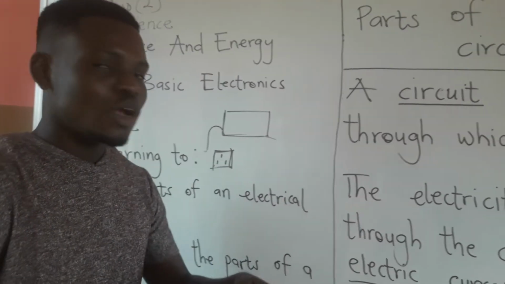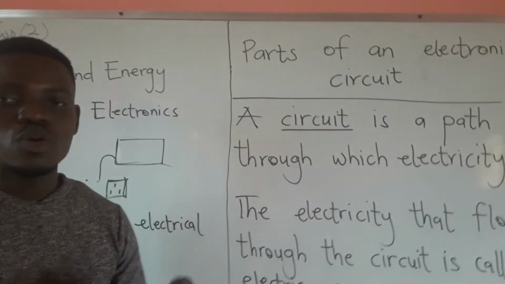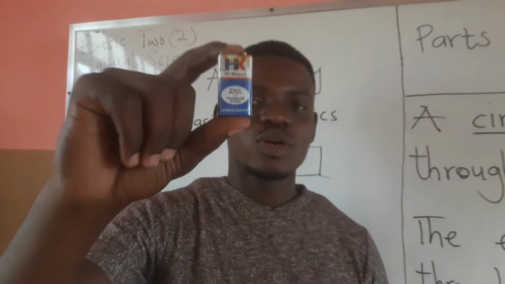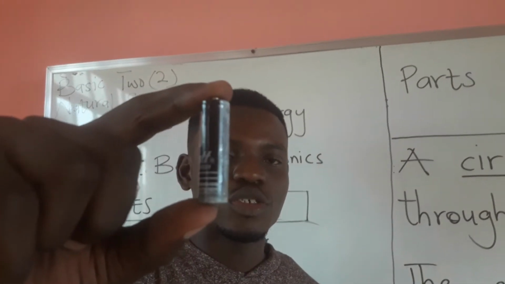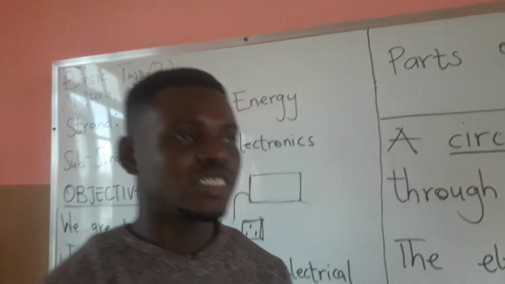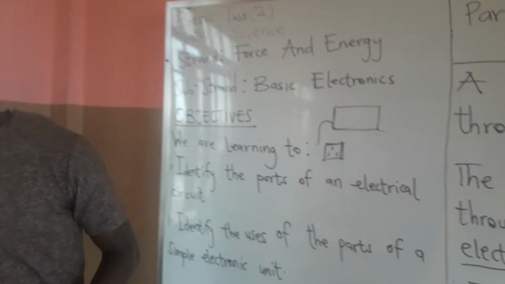Immediately your battery runs low, it will go down. So this is a battery, and we have this as well, which is also another form of battery. We also have the phone battery, the car batteries, and many others.